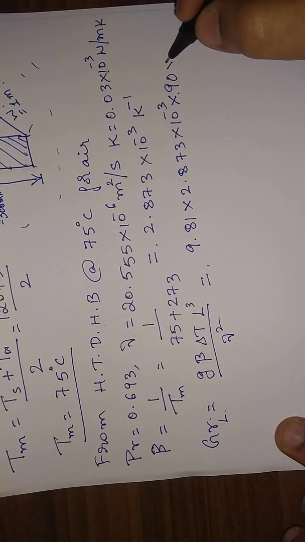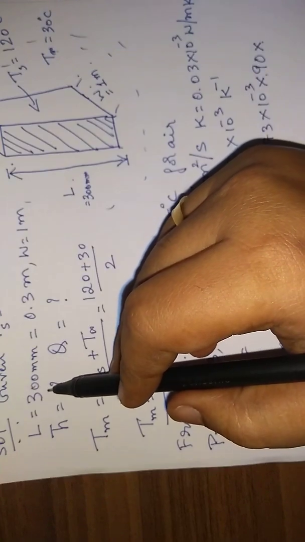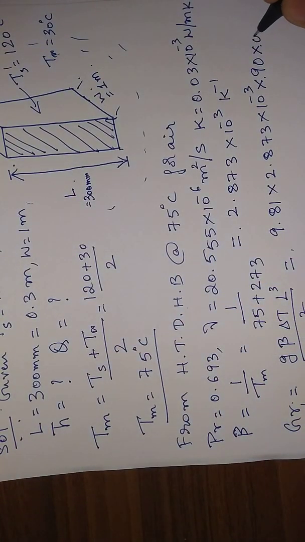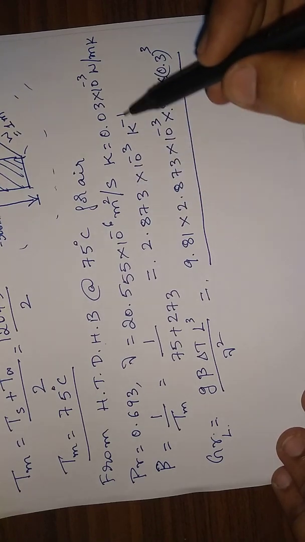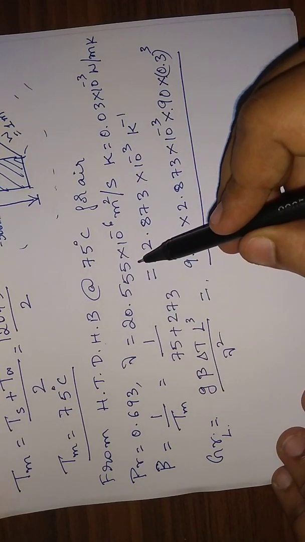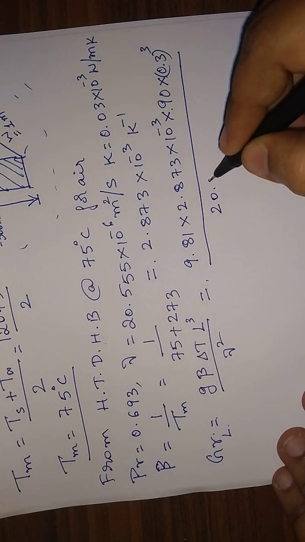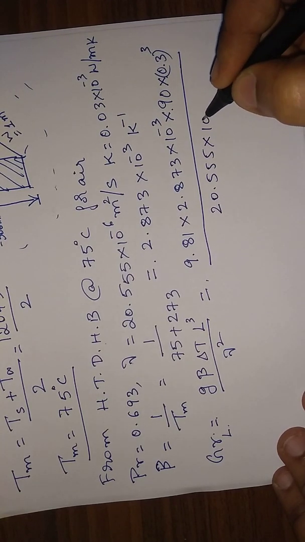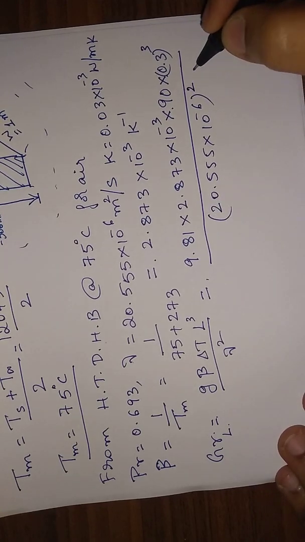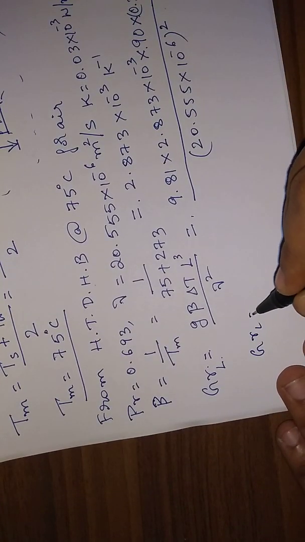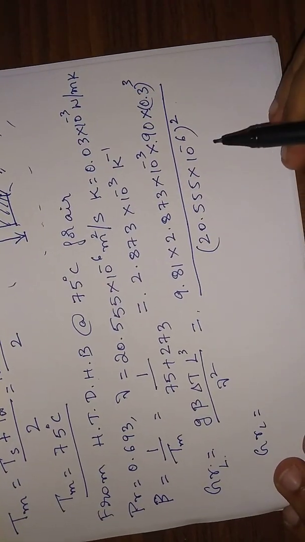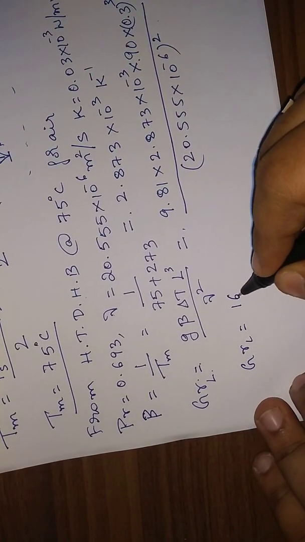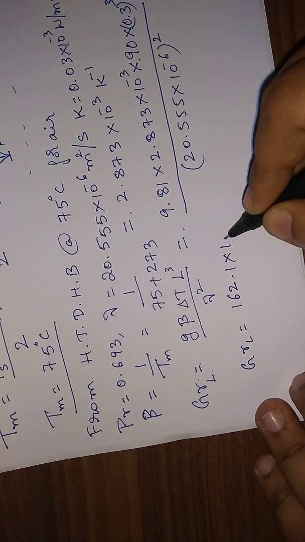Then into L cube. L we found out here, it is 300, which is 0.3. Be careful, everything should be in terms of meters. 0.3 cube divided by nu square. Nu is 20.55 into 10 to the power of minus 6, square. So what is the value of GrL? When you calculate these things, you are going to get the Grashof number as 162.1 into 10 to the power of 6.